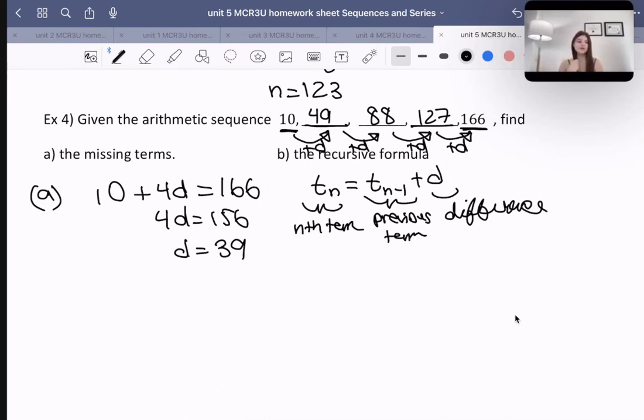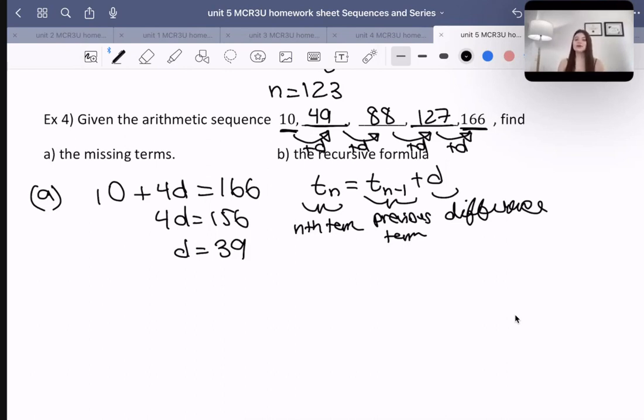For example, if I want the 100th term and I only tell you the first 5 terms, this formula would just tell us that the 100th term is equal to the 99th term plus the difference. But the problem is we don't know the 99th term. So, okay, let's use this formula to find the 99th term. The 99th term is equal to the 98th term plus the difference. Oh, well, we don't know the 98th term. So let's find that then. The 98th term is equal to the 97th term plus the difference. But we don't know the 97th term. So I think you get the picture at this point that we would have to use this formula close to 100 times in order to figure it out.